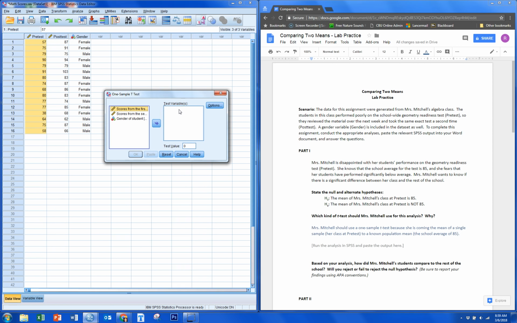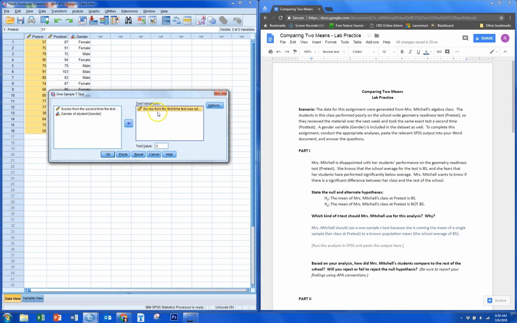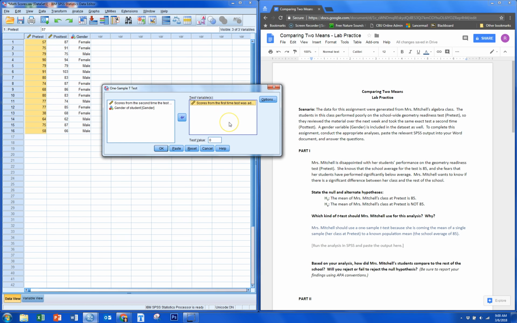Okay, so the easy part, you have to tell the computer which variable you want to test. So what's the sample that you want to compare? Well, we want to compare the scores from the first time the test was administered. That's pre-test. Don't include anything else, just the scores the first time the test was administered. Now, here's the tricky part. This is what students have the most trouble with. When students do poorly on the independent practice, this is the mistake they most commonly make. So please pay attention. You have to tell SPSS the test value.